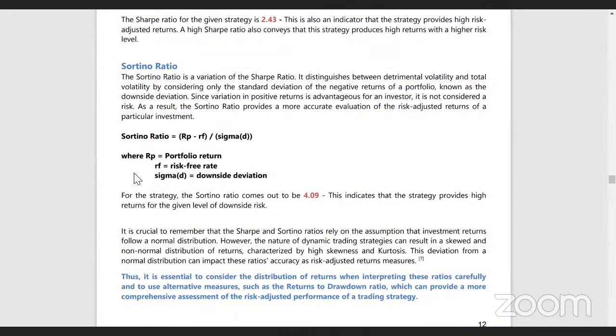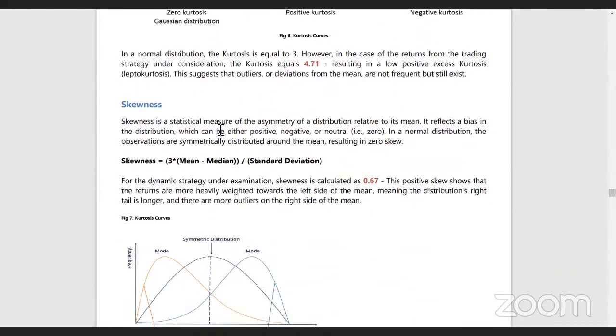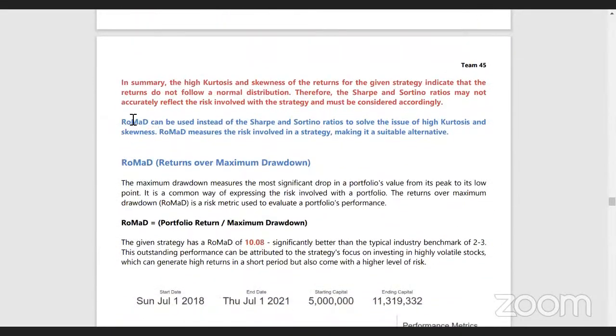However, an important thing which must be kept in mind is that Sharpe and Sortino ratios are based on the underlying assumption that the returns that the strategy produces follow a normal distribution. To further analyze this, we looked at the kurtosis and skewness of the strategy's distribution of returns. The kurtosis, which is a measure of the occurrence of outliers in the tails of the distribution, comes out to be 4.71, a positive excess kurtosis. And the skewness, which indicates the asymmetry of the distribution with respect to the mean value, comes out to be 0.67, which is a slight positive skew. Both of these indicate that the returns distribution deviates from the normal distribution, and hence the Sharpe and Sortino ratios may not accurately depict the risk involved in the strategy.